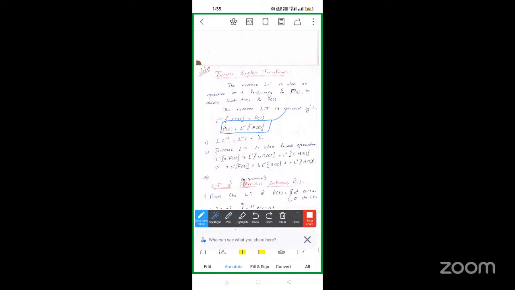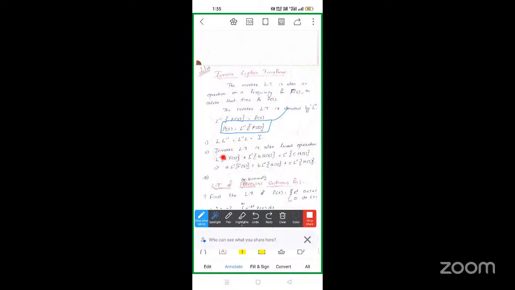Next, the conditions of the inverse Laplace transform. The first condition: L into L inverse is equal to L inverse into L is equal to I. So the Laplace transform and inverse Laplace transform together give the identity element. That is, L into L inverse is equal to L inverse into L is equal to capital I. So it satisfies the identity condition.